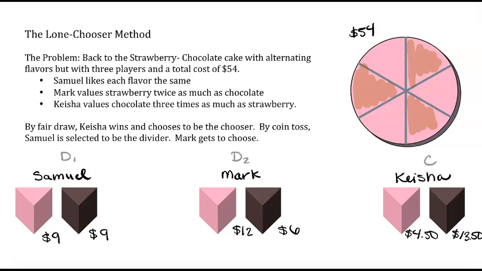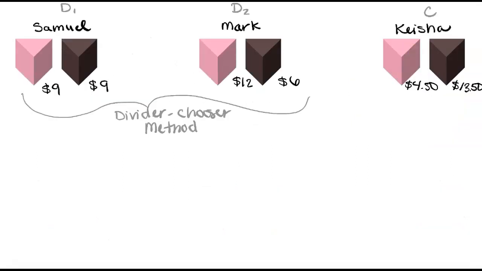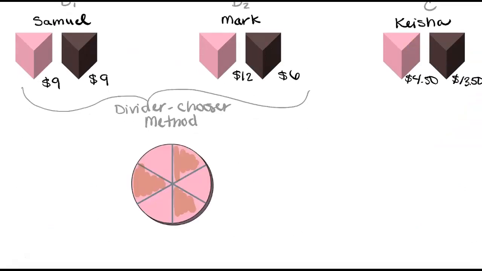Samuel and Mark, as the dividers, are going to follow the divider-chooser method to cut the cake in half. By a coin toss, Samuel is selected to be the divider, while Mark gets to choose. With Samuel being the divider here, and valuing strawberry and chocolate the same, I imagine that he might cut the cake just right in half. This gives us S1 and S2 for Mark to choose from.